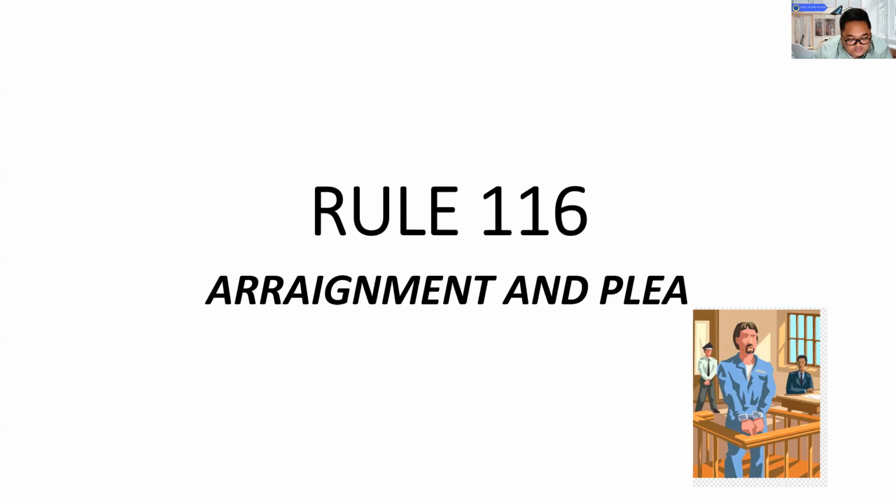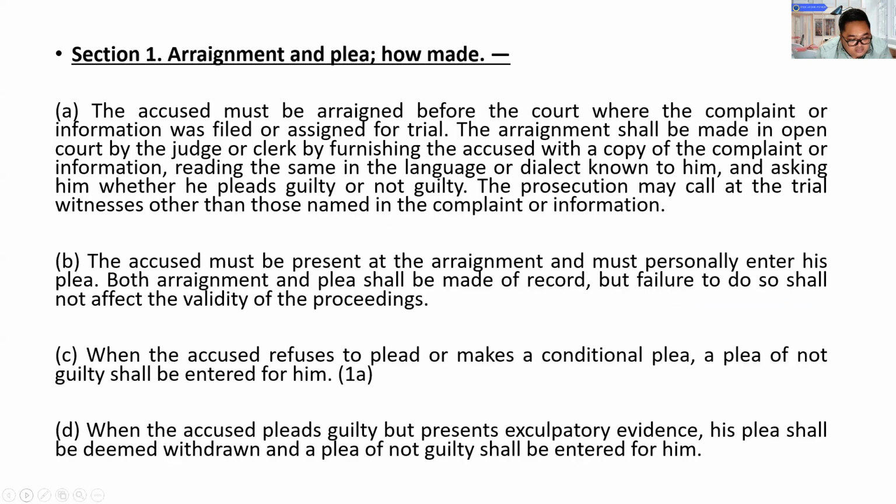So let's move on to Rule 116, which is arraignment and plea. So Section 1, the accused must be arraigned before the court where the complaint or information was filed or assigned for trial. The arraignment shall be made in open court by the judge or clerk by furnishing the accused with a copy of the complaint or information, reading the same in the language or dialect known to him, and asking him whether he pleads guilty or not guilty. The prosecution may call at the trial witnesses other than those named in the complaint or information. So basically, this is the reading of the information before the accused.